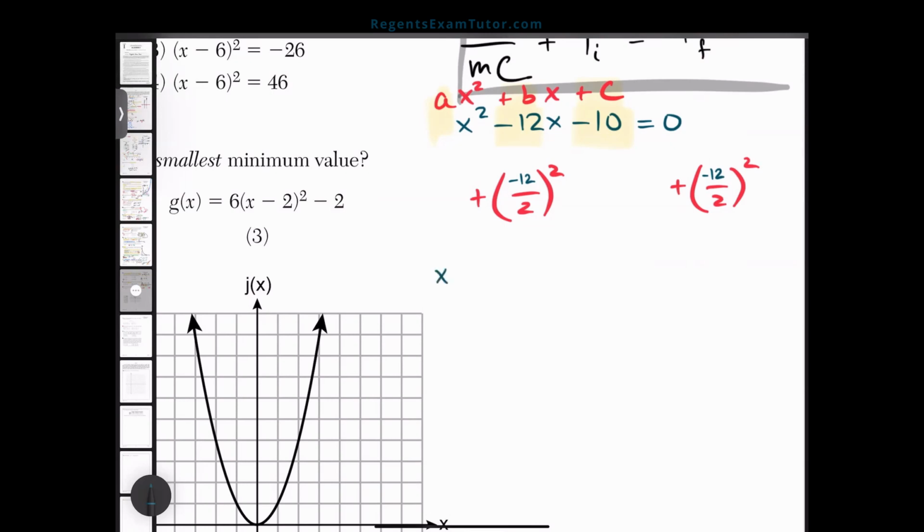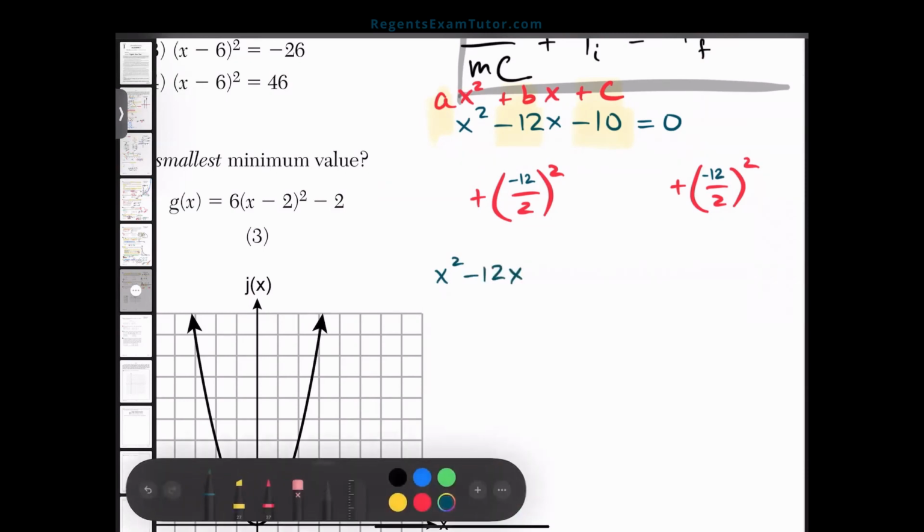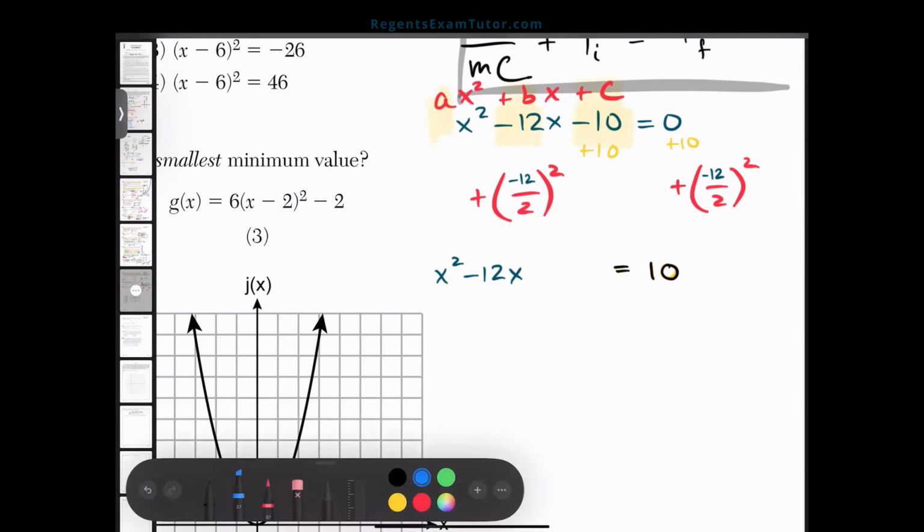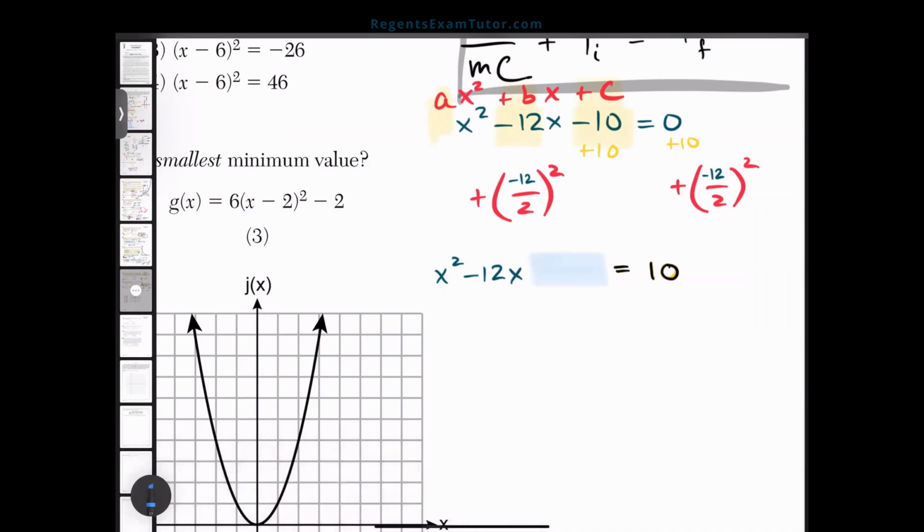Let's make some room. Typically, we do this when we're completing the square. Our first step is actually to add the c value or just move it over. So in this case, we're going to add 10 to both sides. Just get it out of the way so that we can have some room to the right of the b term so that we can plug in our newly discovered c value that would make everything to the left of the equal sign a perfect square.